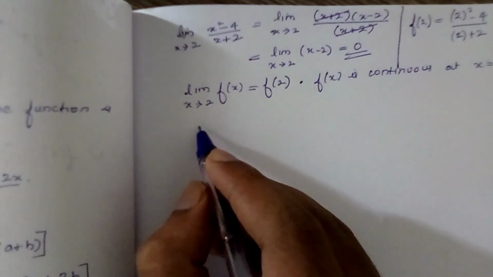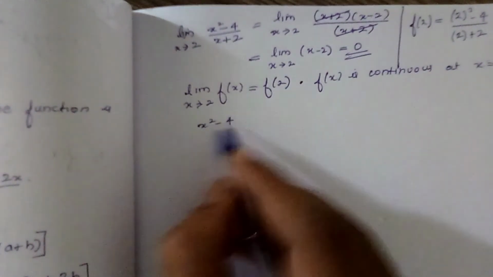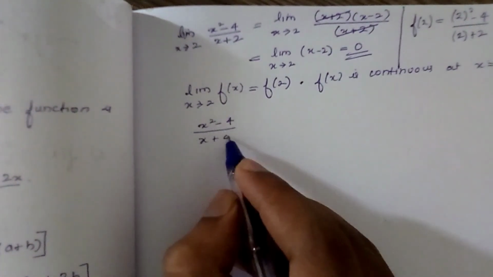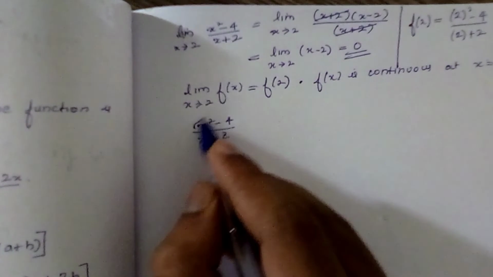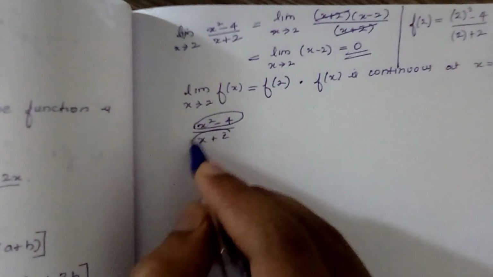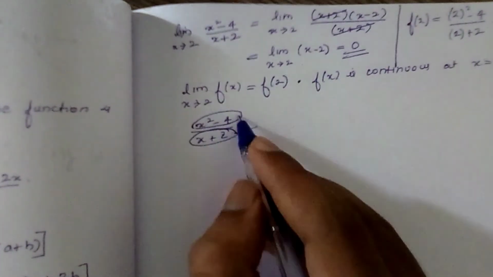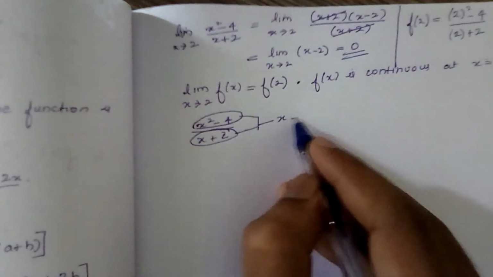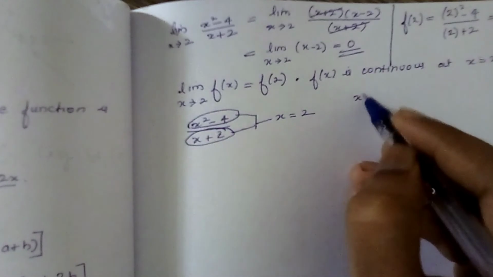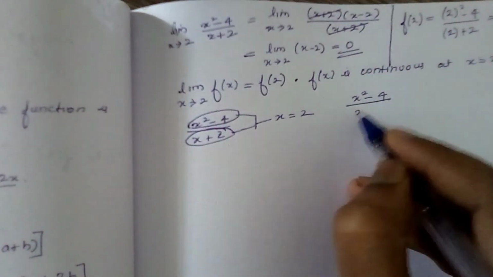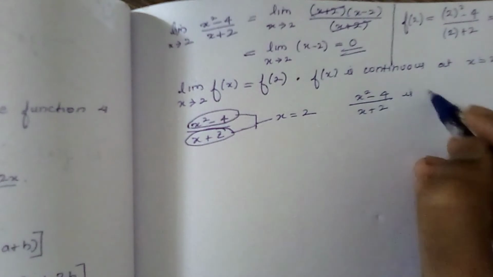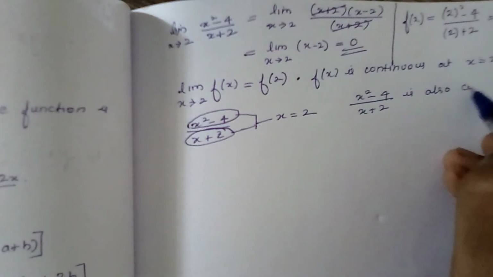So we can say that in this case, if x squared minus 4 and x plus 2 are continuous at x equal to 2, we can say x squared minus 4 by x plus 2 is also continuous.